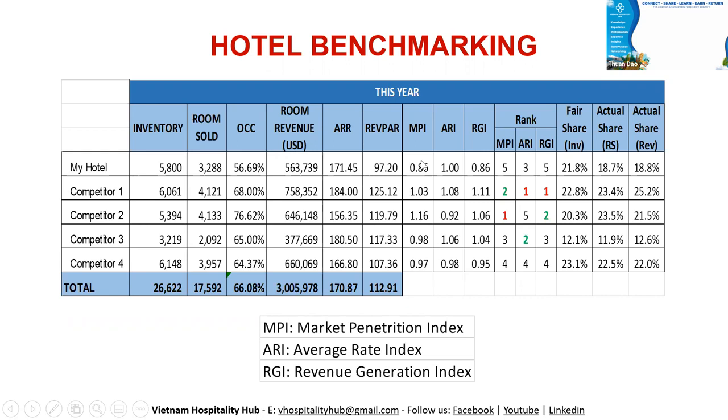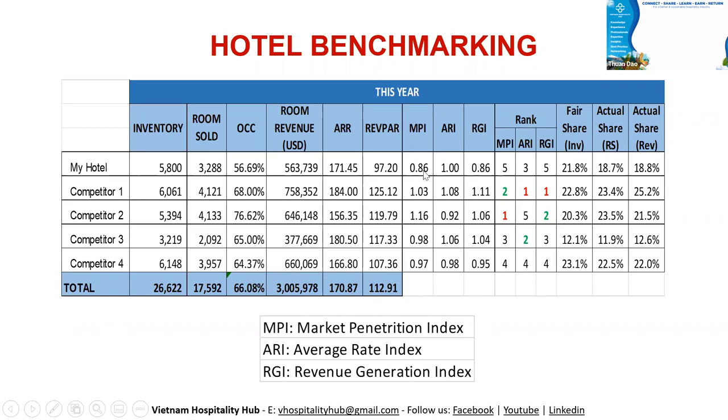All right, so let's say if I look at this figure, how it works. This MPI will tell you how your occupancy compares with the competitors in the CompSet. Okay, your ADR over here, ARI, is actually telling you how your ADR compares to the CompSet, right? And then this is the RevPAR index compared to the CompSet.